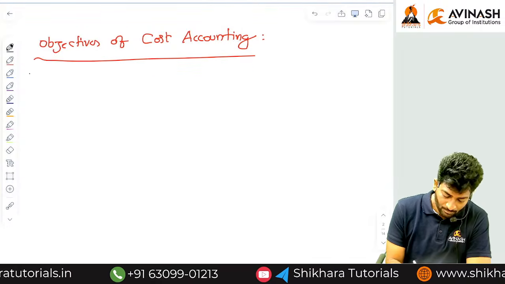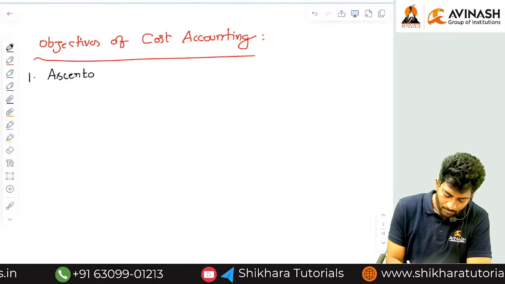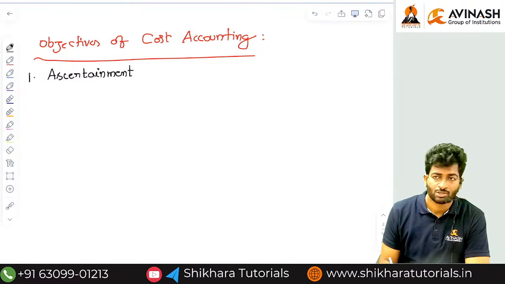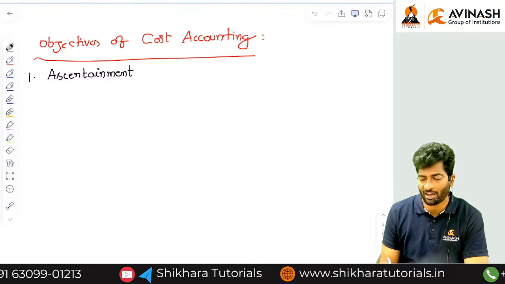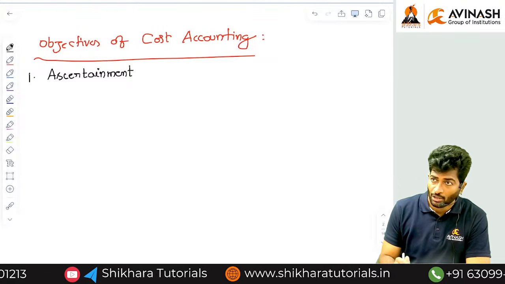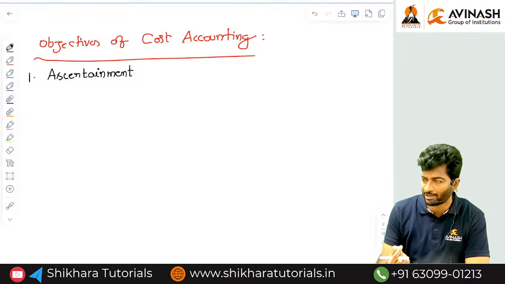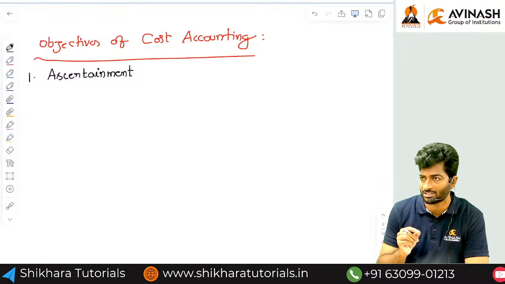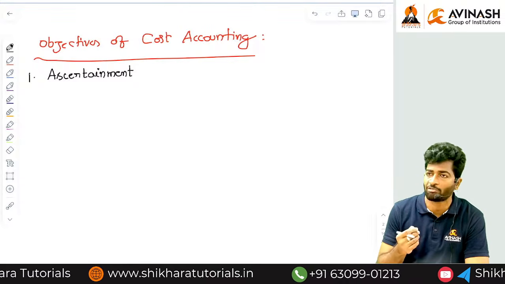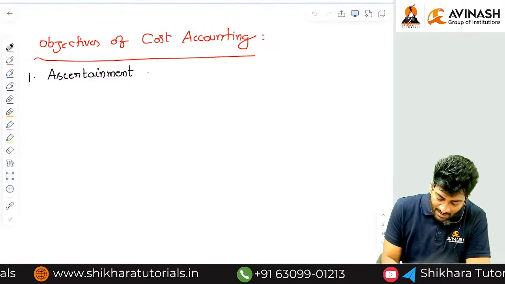First one, ascertainment of cost. Our costing is more about manufacturing industries, right? So what you are going to do in a manufacturing industry or factory? We are going to manufacture the product, right? So after manufacturing, in order to make a decision or determine the selling price, first you need to ascertain the cost. Ascertaining is nothing but finding out the cost, right? So whatever product we are manufacturing, we will try to find out the cost of that product. So for finding out, we are using the term ascertainment of cost.